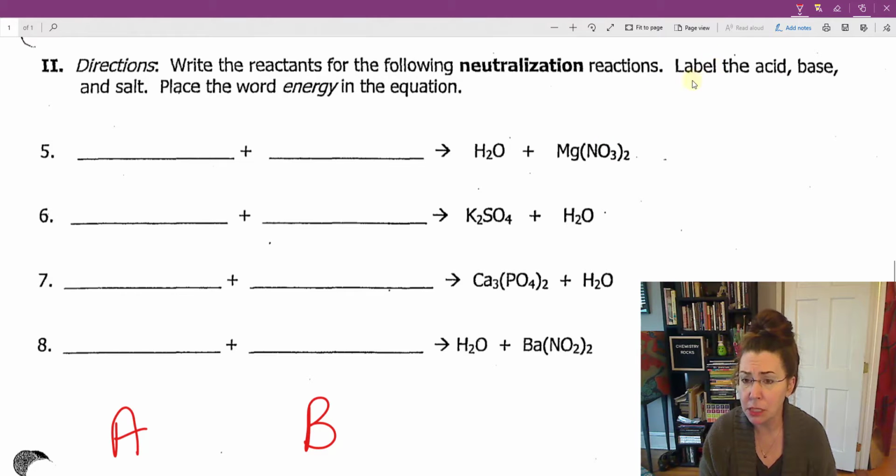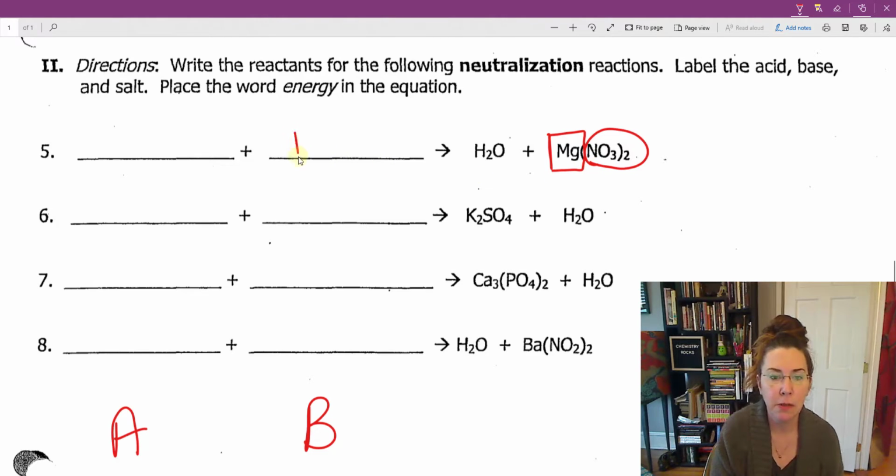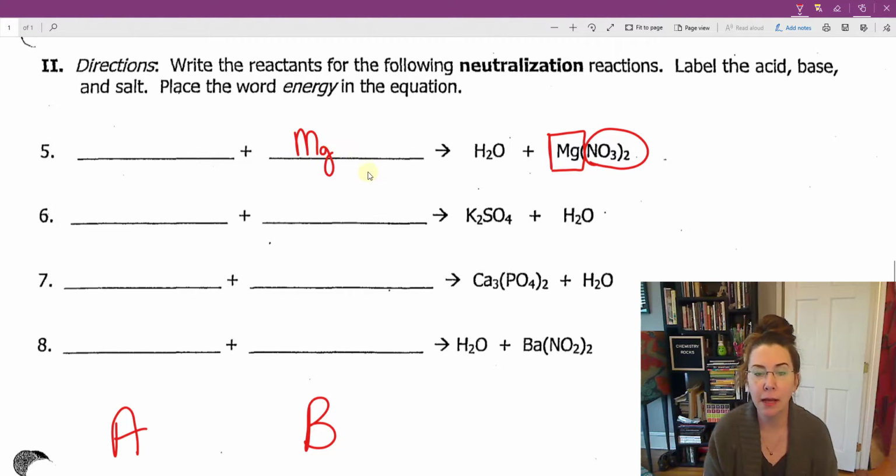All right, so when we're looking at these, I want to think about them like this, okay? The metal came from the base. The anion attached to the metal came from the acid. So that means that my magnesium came from my base. My magnesium will always be attached in a base to a hydroxide.